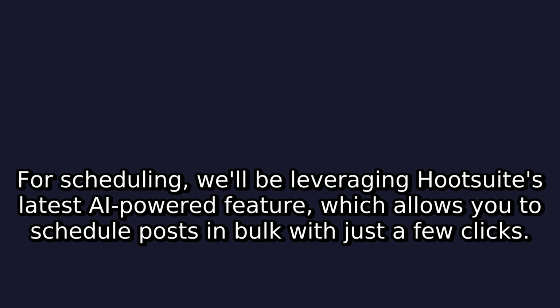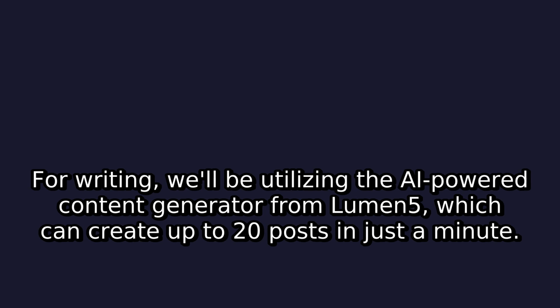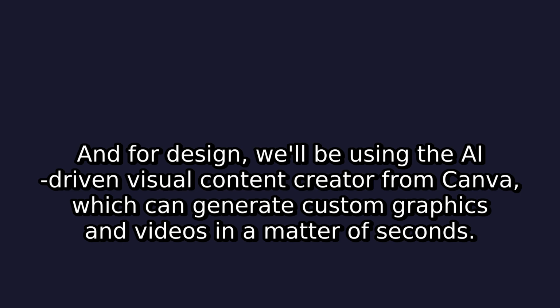To start, let's take a look at the tools we'll be using. For scheduling, we'll be leveraging Hootsuite's latest AI-powered feature, which allows you to schedule posts in bulk with just a few clicks. For writing, we'll be utilizing the AI-powered content generator from Lumen 5, which can create up to 20 posts in just a minute. And for design, we'll be using the AI-driven visual content creator from Canva, which can generate custom graphics and videos in a matter of seconds.